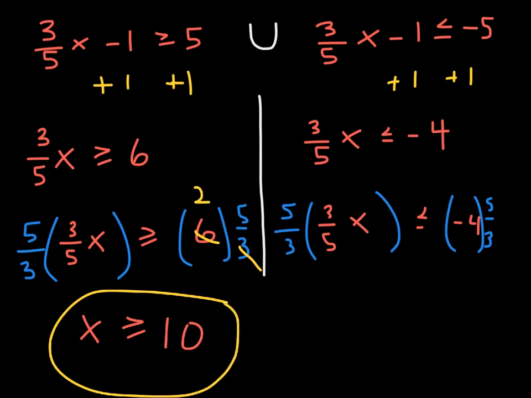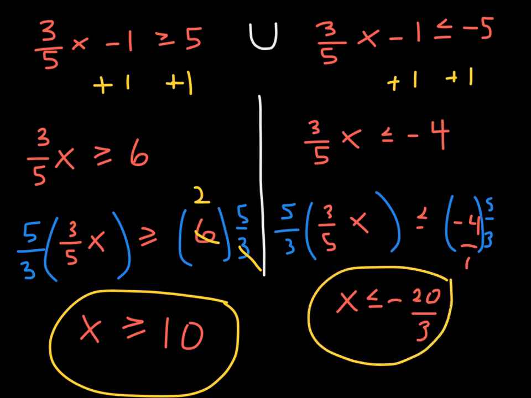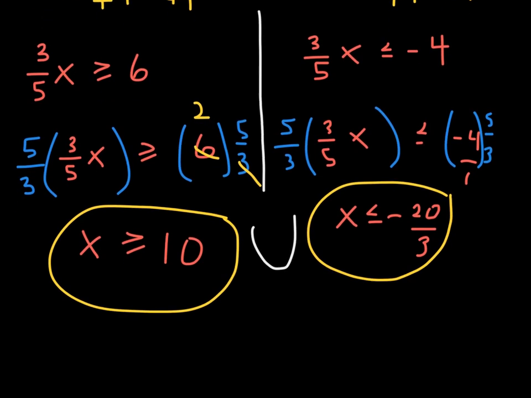Let's go over here to the right. I get x is less than or equal to, and there's no cross-canceling happening here. Also, don't forget that negative 4, if you want, is really over 1. So when you multiply straight across, you get that x is less than or equal to negative 20/3. All right, so that one is done as well. Remember what we're taking between these two sets: their union. So let's go to the graph here.